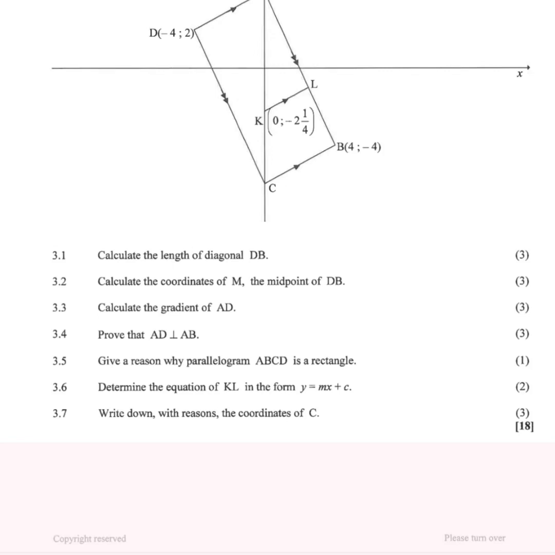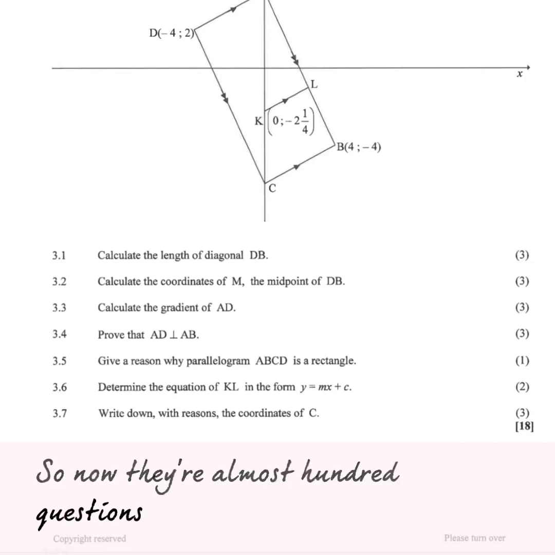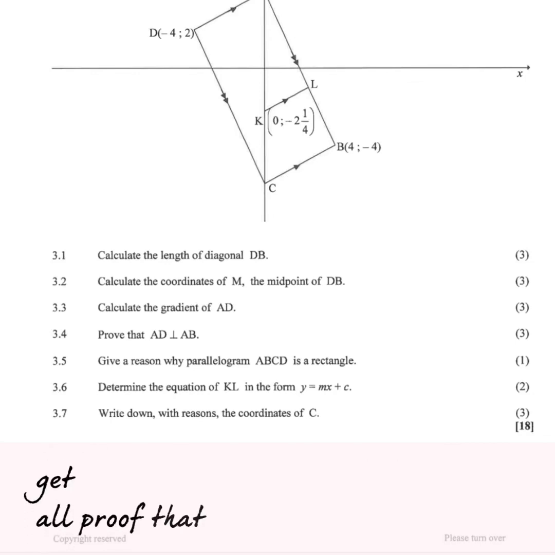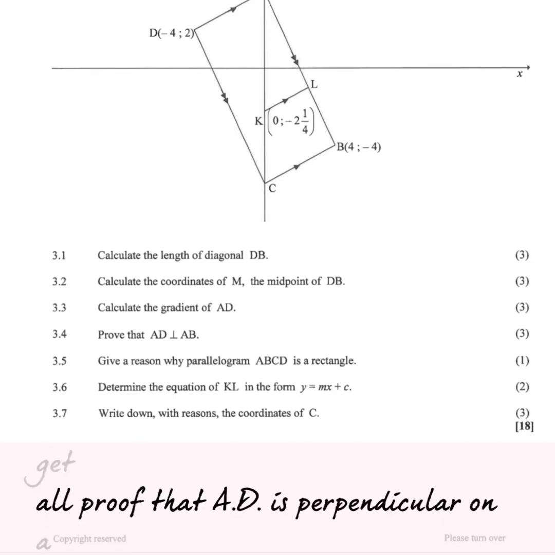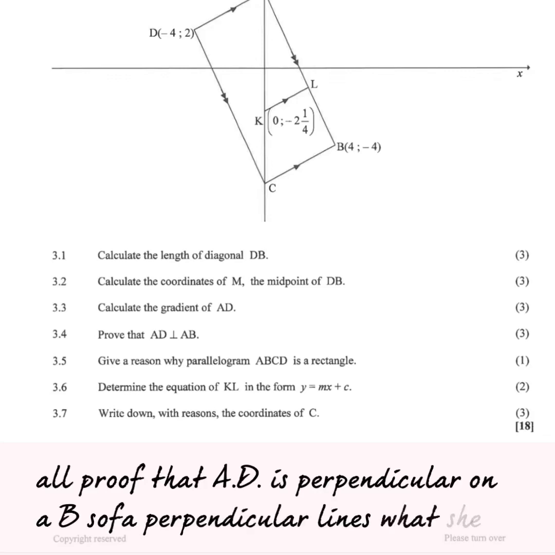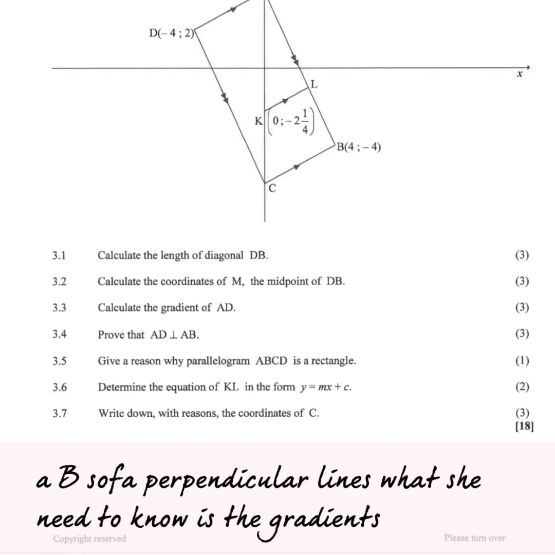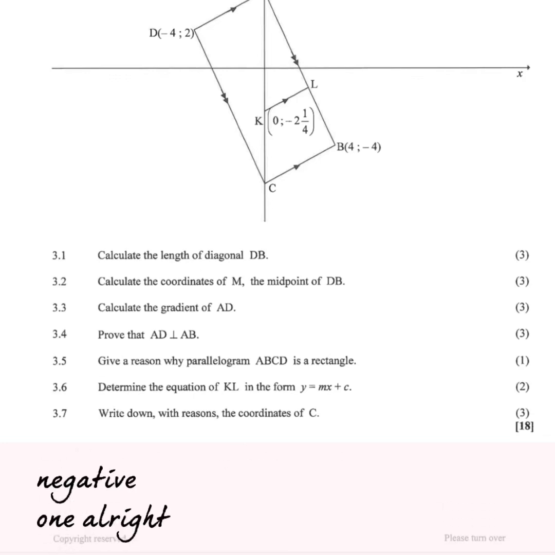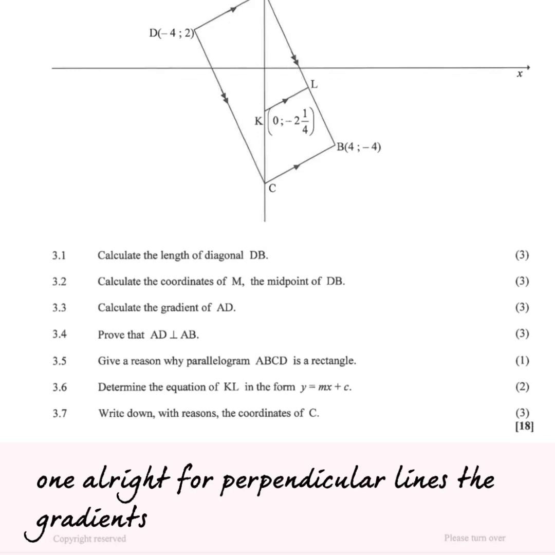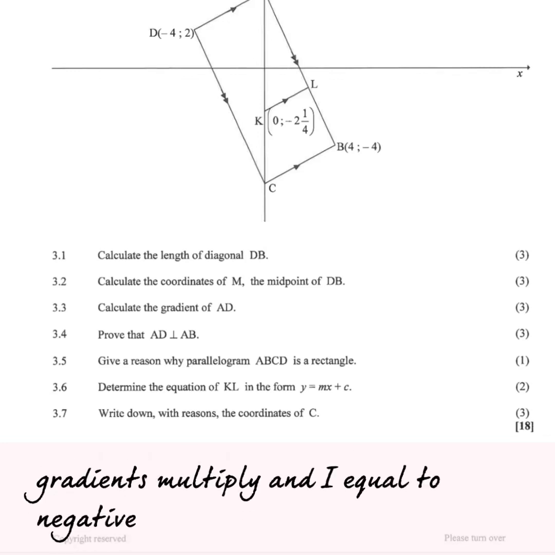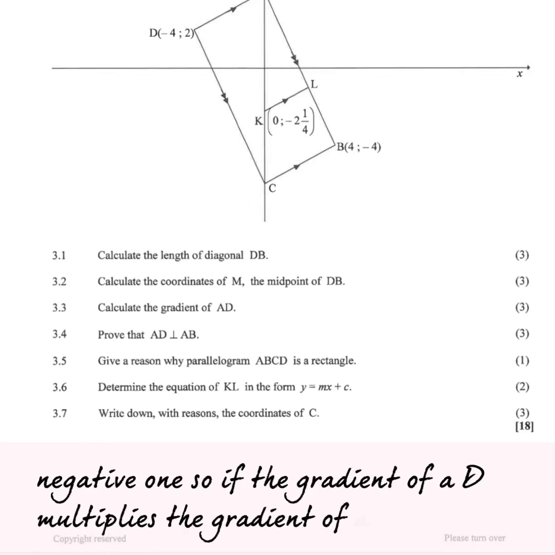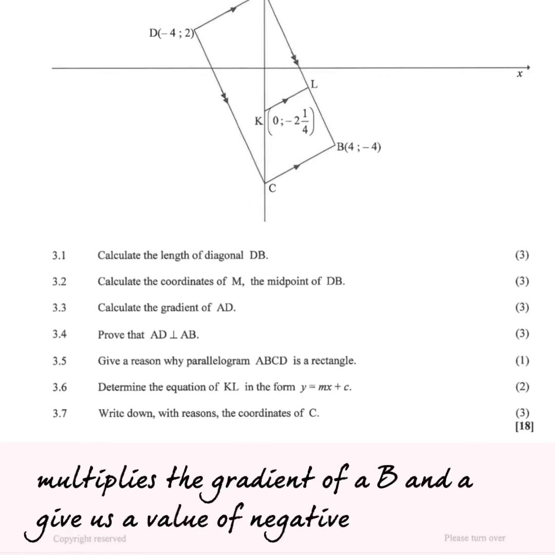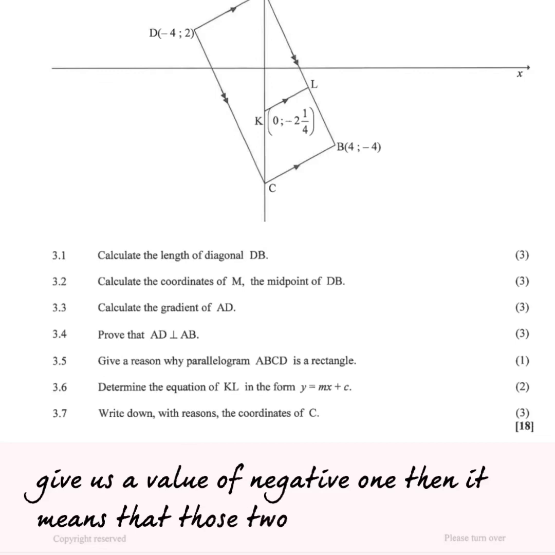So now the next question: prove that AD is perpendicular to AB. For perpendicular lines, what you need to know is the gradients multiply and are equal to -1. So if the gradient of AD multiplies the gradient of AB and it gives us a value of -1, then it means that those two lines are perpendicular.